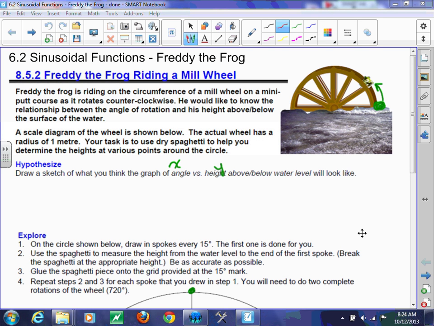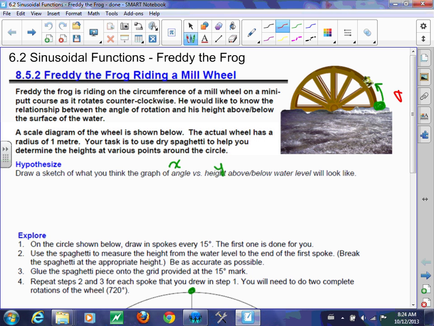Okay, after the pause, ladies and gentlemen, so today we're going to take a look at an investigation, hopefully you've got your supplies with you now, of Freddy the Frog riding a mill wheel. Okay, so many old flour mills, and I know there's one still in Arva, use water power in order to pound or create the flour, okay? And mills can use that as well, just to generate some power. Anyway, so what we're going to do is take a look at this wheel.